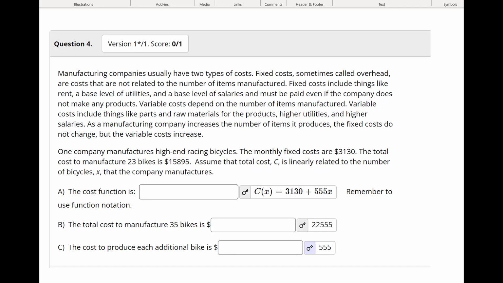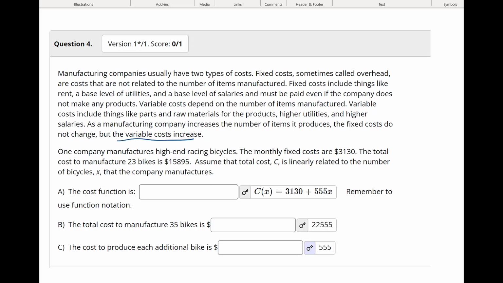The next one, number 4: manufacturing companies usually have two types of costs. Fixed costs, sometimes called overhead costs, are costs not related to manufacturing of each item. They include things like rent, a base level of utilities, and a base level of salaries that must be paid even if the company does not make any products. Variable costs depend on the number of items manufactured, like parts and raw materials, higher utilities, higher salaries. As a company increases the number of items it produces, the fixed costs do not change, but the variable costs do increase. So your fixed costs are like your y-intercept.